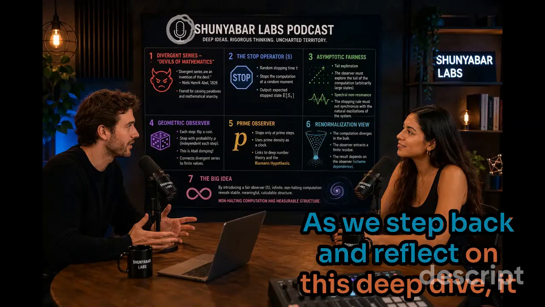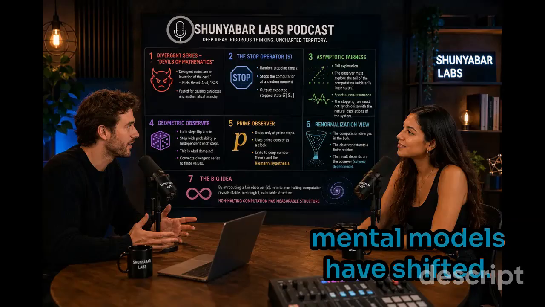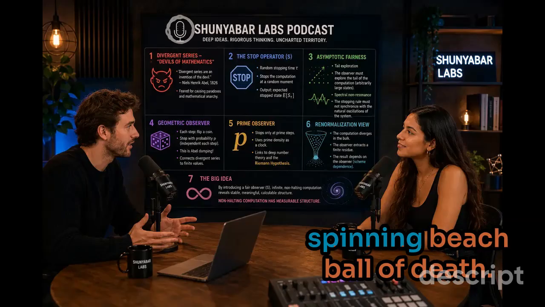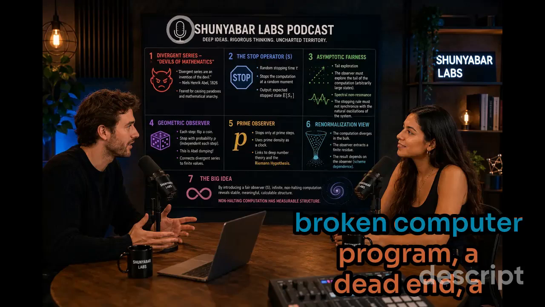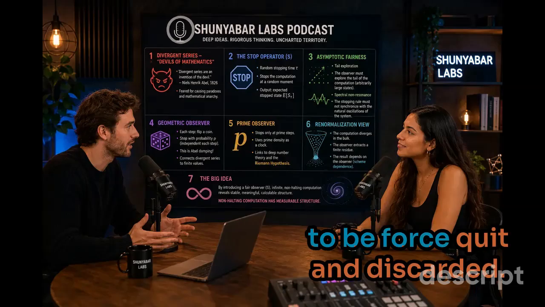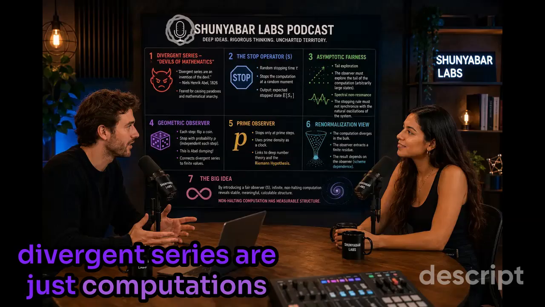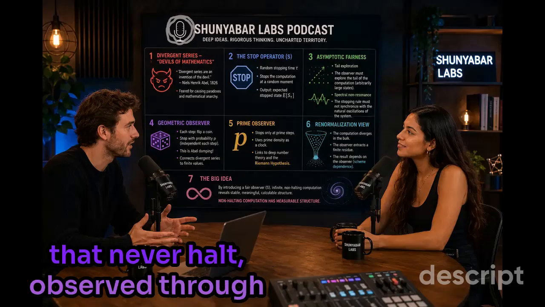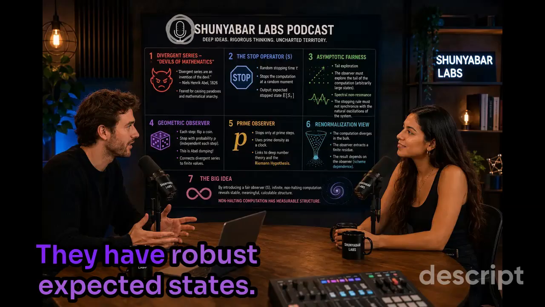As we step back and reflect on this deep dive, it is amazing how drastically our mental models have shifted. We started this hour with the spinning beach ball of death. We assumed that an infinite loop was a broken computer program, a dead end, a non-halting error that had to be force quit and discarded. And we arrived at the realization that divergent series are just computations that never halt, observed through asymptotically fair stopping processes. They aren't failures. They have robust expected states.